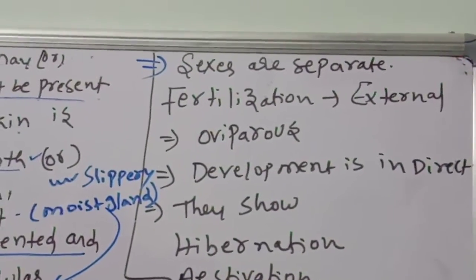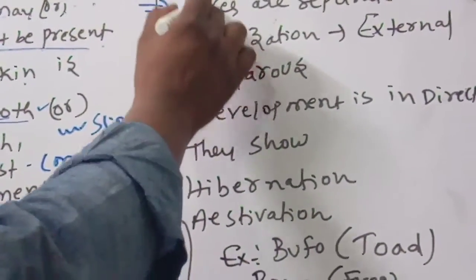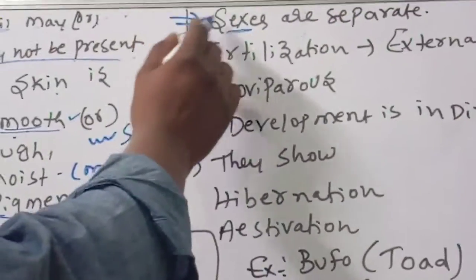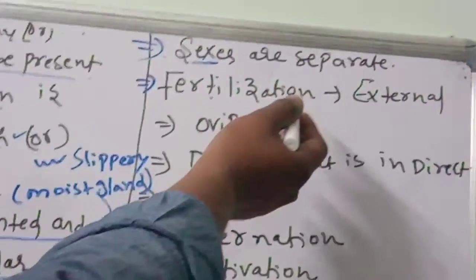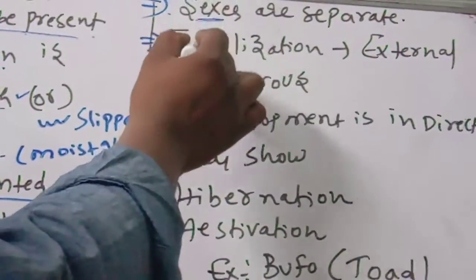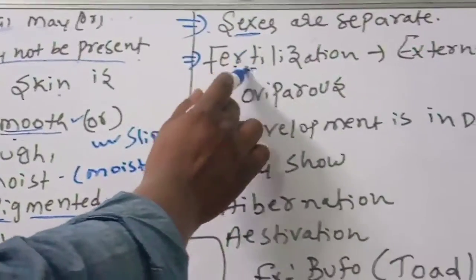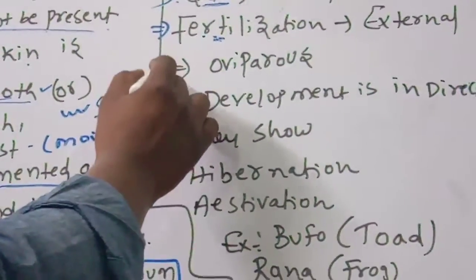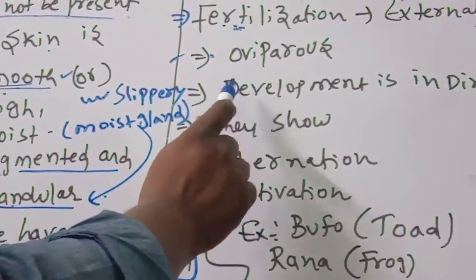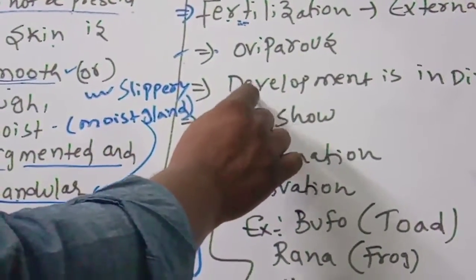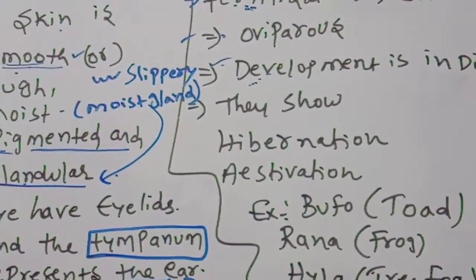Next, the sexes are separate, which means the male frog is different and the female frog is different, with characters like sexual dimorphism, as you know very well. And the fertilization is external. What is the meaning of external fertilization? The combination of male and female gametes takes place outside of the body. They are oviparous, they lay eggs. Development is indirect. Development means a larval form is there during development, and that kind of development process is called indirect.